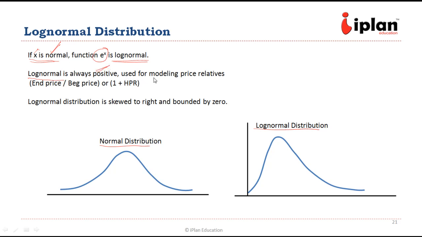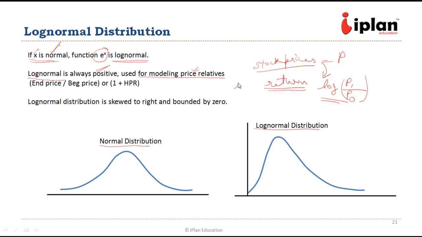This is basically used for modeling price relatives. So whenever we have to perform any operation on the stock prices in econometrics, instead of using price P, we convert that into return, which is log of price divided by the previous price. So we take log of the return. So this log is actually normal. We know the stock prices do not follow normal distribution, they rather follow the log normal distribution.